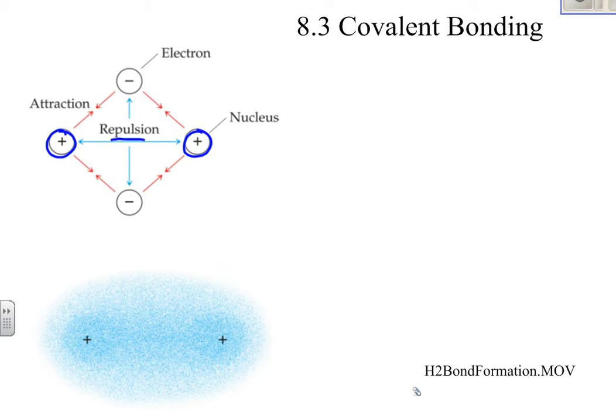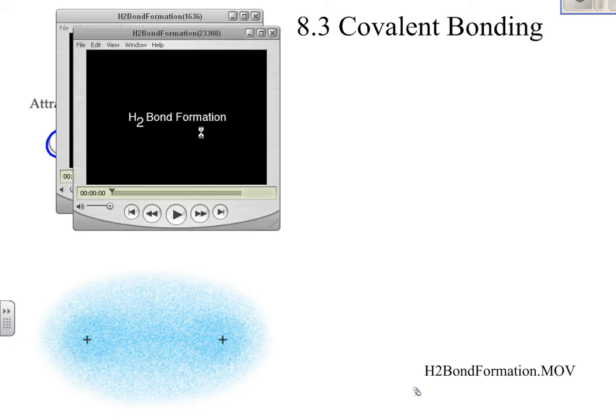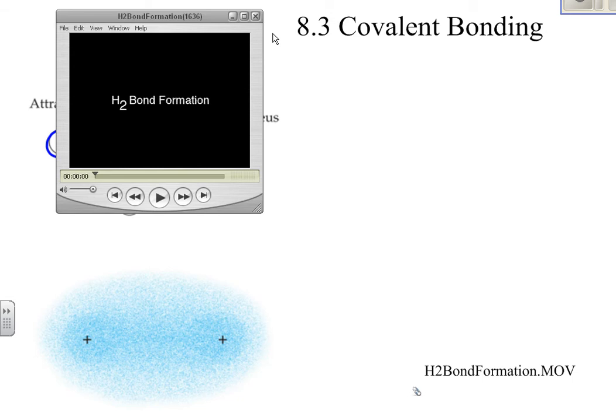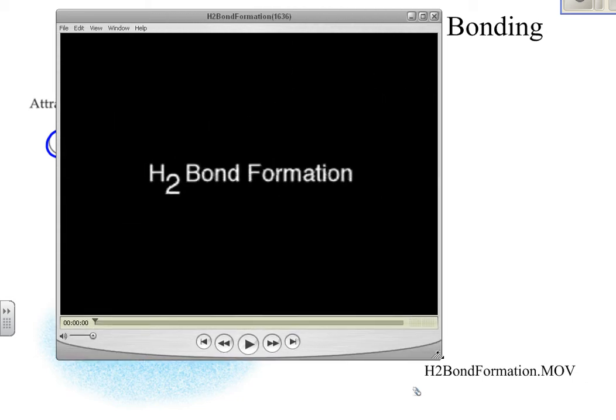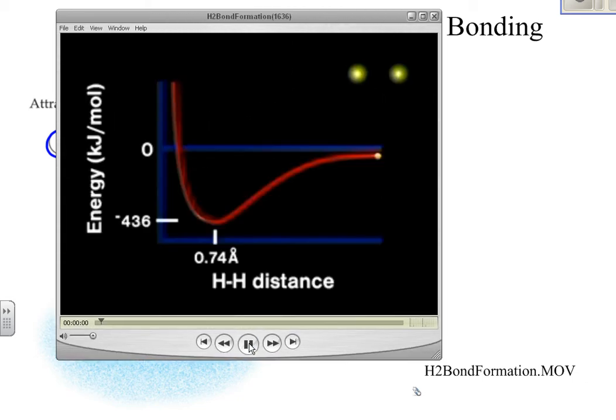Down at the bottom of the picture, we have the electron cloud idea, so we're thinking more in terms of electron density. Notice that we have increased electron density between the two nuclei, which is a bonding situation. To understand this better, let's take a look at this animation of the bond forming.